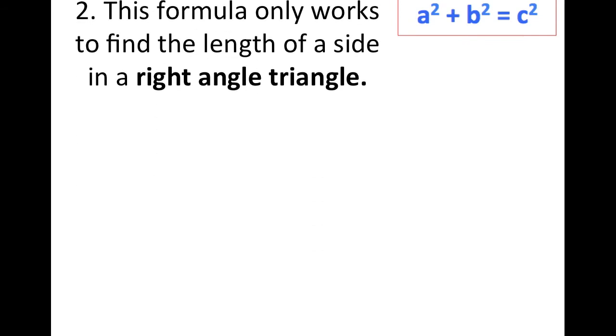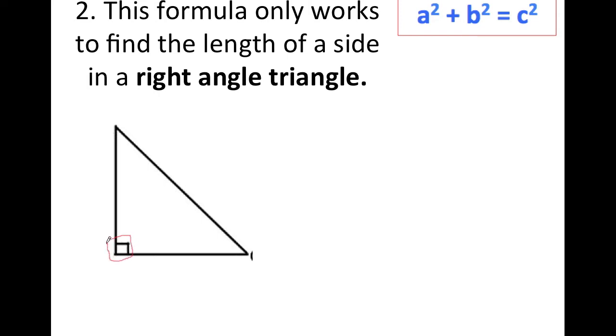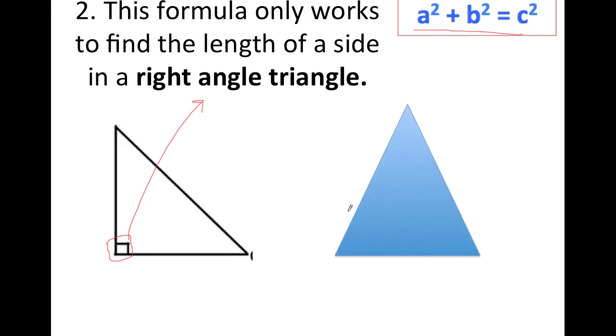So let's move on. The second rule is that this formula only works to find the length of a side in a right angle triangle. So what this means is that the triangles with this sign here, they are right angle triangles. Okay, meaning you can use this formula on them. So you can use this formula to find the hypotenuse. So if you have a triangle like this, there's no right angle on here, we can't use this formula. Okay, so we can't find the length of any of these sides using this formula.